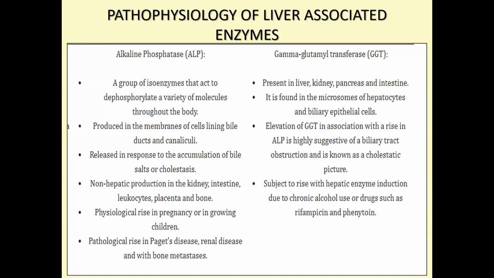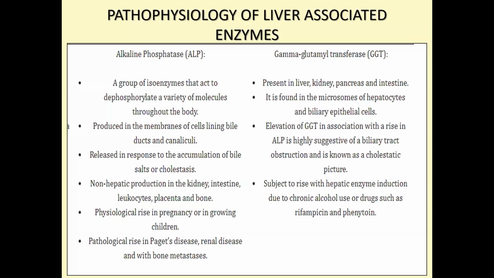And non-hepatic, other than liver, it is produced by the kidney and intestine. That's why I said it has got five isoenzymes: leukocytes, placenta, and bone. Pregnancy also increases it, and in children it can increase. Pathologically, in Paget's disease, renal disease, and bone metastasis. Secondaries, prostate cancer, secondaries in the bone, ALP can increase. So there are differences in ALP rise.